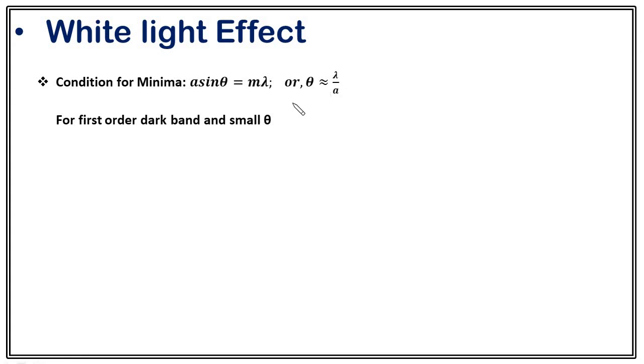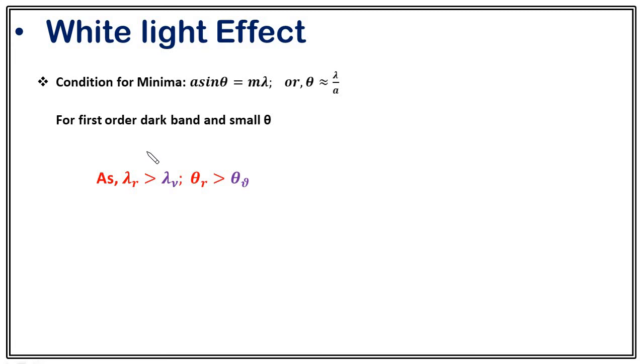Now from this relation it is very clear that theta for red light will be much larger than theta for violet light, because the wavelength of red light is greater than the wavelength of violet light, right? What does it mean? It means that the first order minima of red light will appear at a larger distance from the center as compared to violet light.